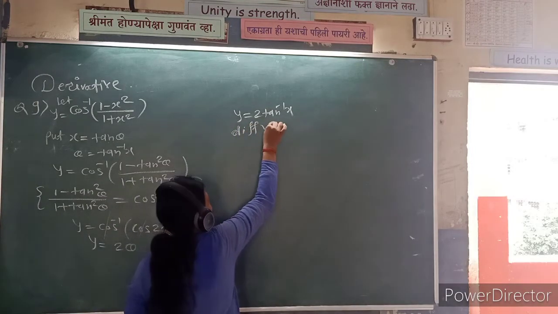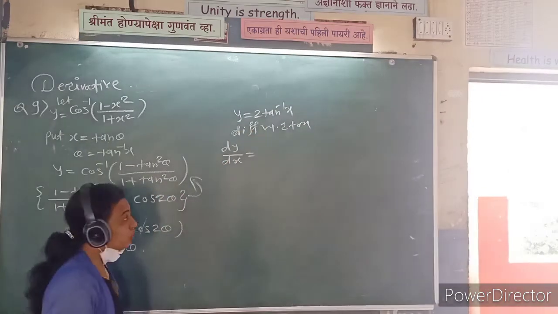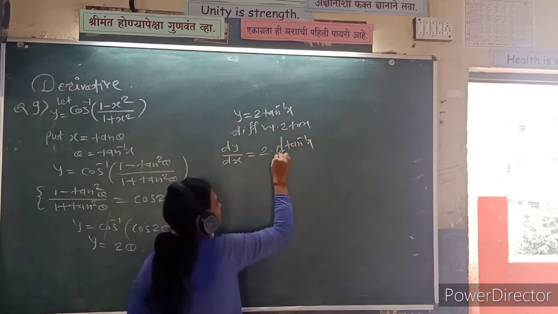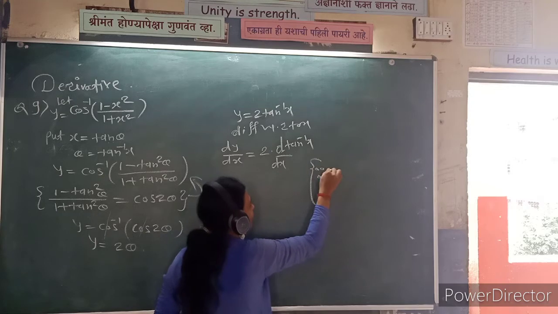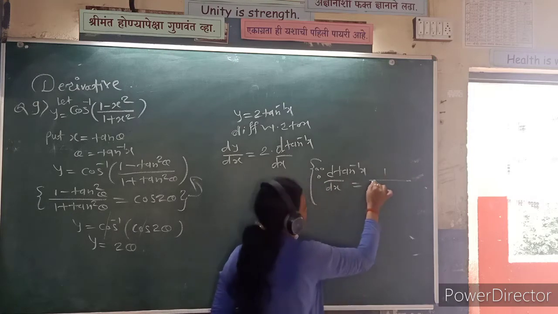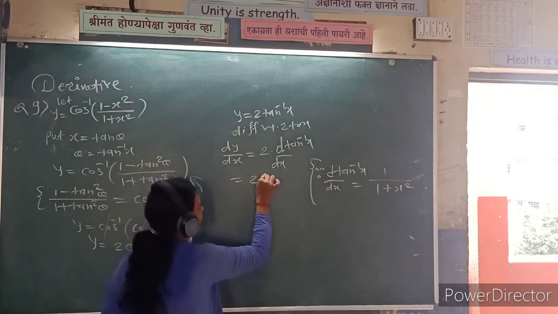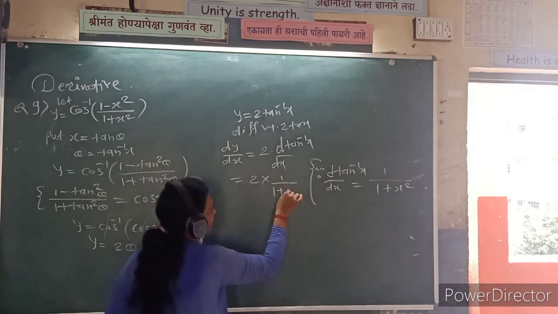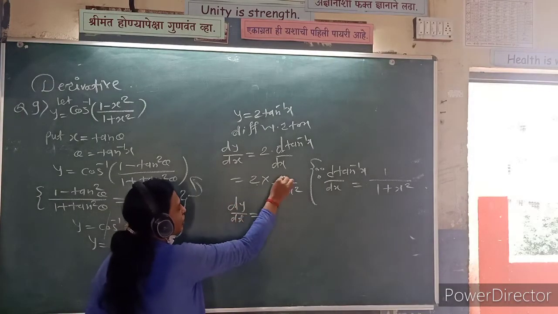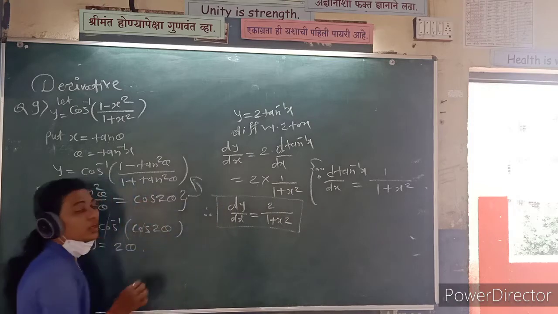So, differentiating this function with respect to x, dy by dx is equal to 2, which is a constant, so take it out of the derivative, and the derivative of the remaining tan inverse x with respect to x. And you know, friends, what is the derivative of tan inverse x? Just learn this small formula for an easy solution of the given example. It is 1 upon 1 plus x square. So we get the required answer: dy by dx equal to 2 into 1 upon 1 plus x square, which is 2 upon 1 plus x square. So, simply friends, use the formula and solve the question.